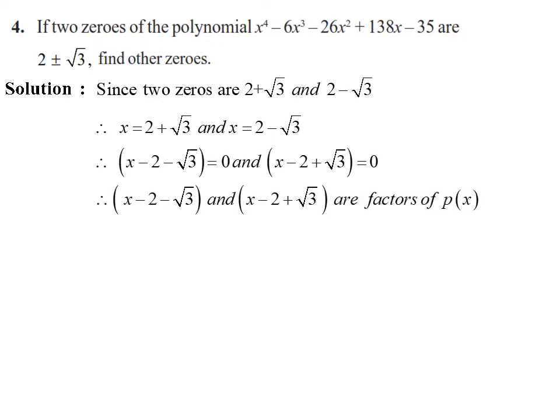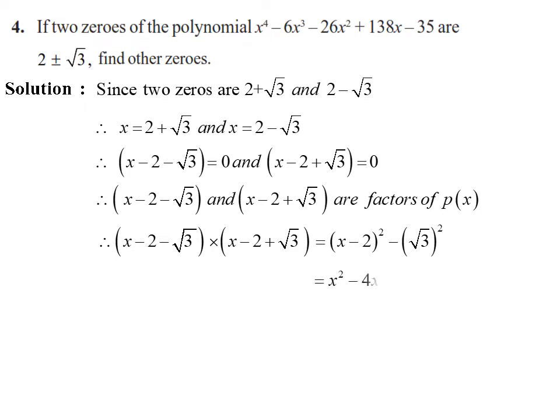Now we have to multiply both factors. So x minus 2 minus root 3 into x minus 2 plus root 3 can be written as x minus 2 whole squared minus root 3 whole squared. Or you can simplify the multiplication directly. So x minus 2 whole squared is x squared minus 4x plus 4, minus 3. So we get x squared minus 4x plus 1, which is a factor of the given polynomial.